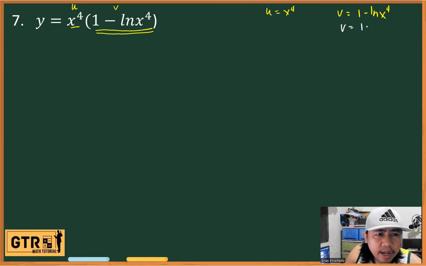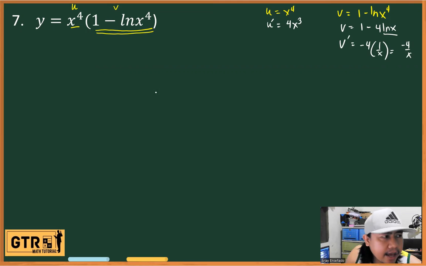The v is equal to 1 minus, applying the law of logarithm, 4 ln x. So apply the derivative. It is better to write u prime so it is not too long. So we have u prime, the derivative of u with respect to x, equal to 4x cubed. And then v prime is equal to the derivative of 1, which is 0, and the derivative of negative 4 ln x is negative 4, times the derivative of ln x, which is 1 over x. So therefore, that is equal to negative 4 over x.